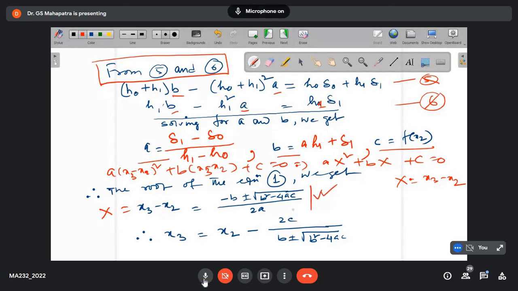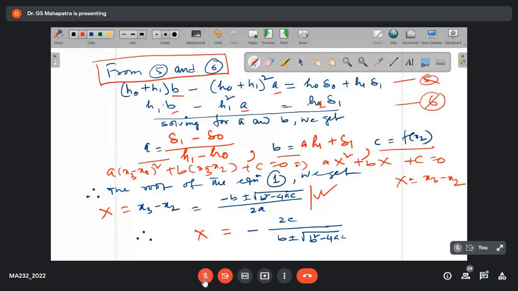This one is known to you? Yeah. So x equals x3 minus x2 equals minus b plus or minus the square root of b square minus 4ac over twice a. So now I have written this is the x. Okay, that means I will erase it now. So let the answer be x equals this one.